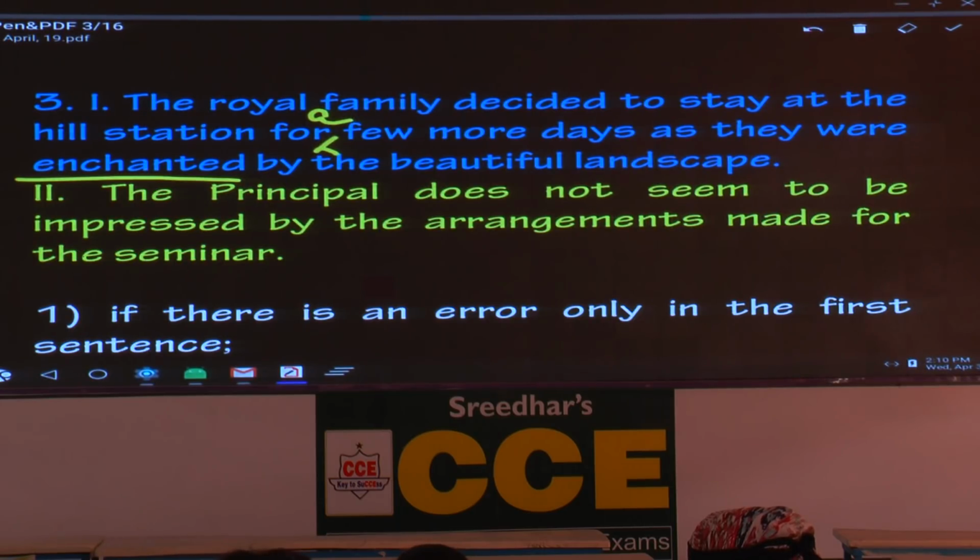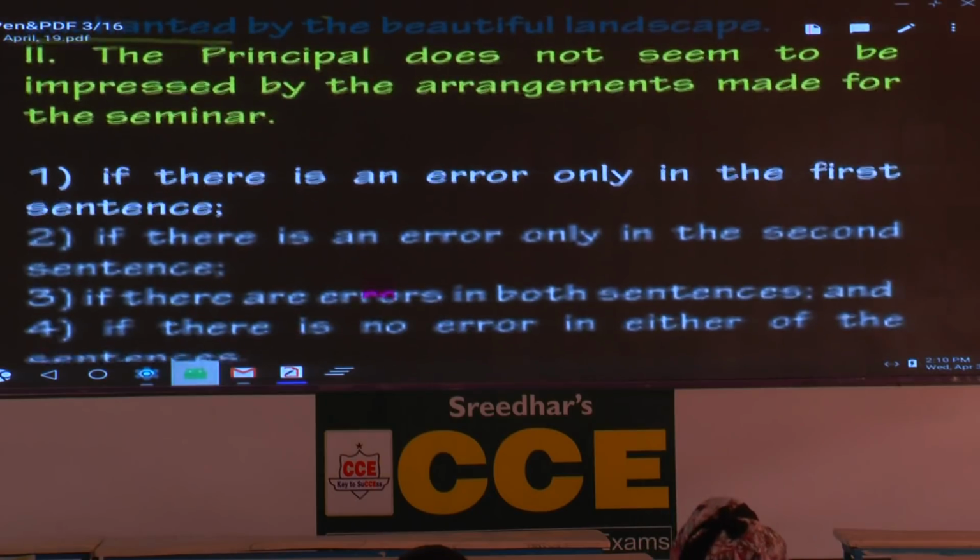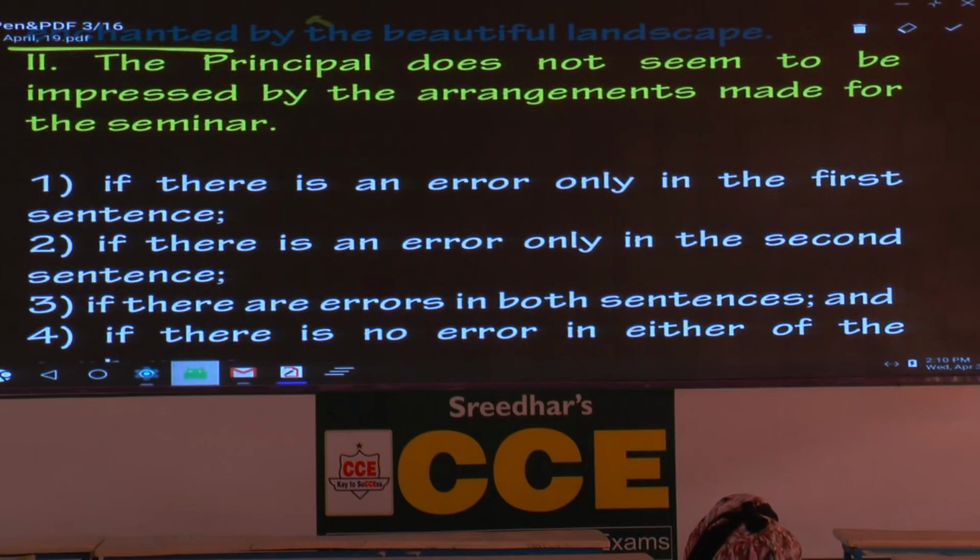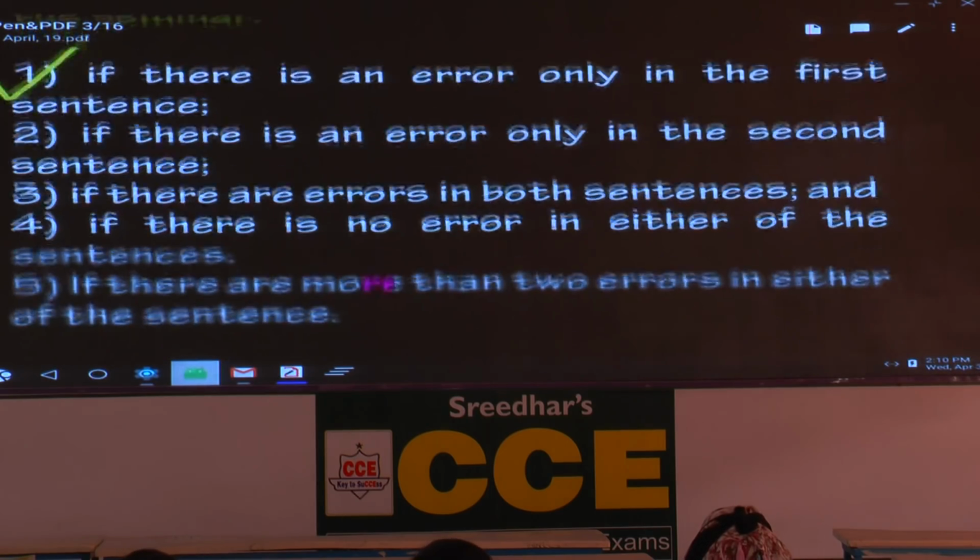By the arrangements. Do you find any error? And made for what? Made for the seminar. Do you find any error? That means there is no error in the second sentence. There is an error in the first sentence. So which option is correct? Again, you have to be careful. So what is the answer here? The first option, if there is an error only in the first sentence. Shall I move on to the next one?